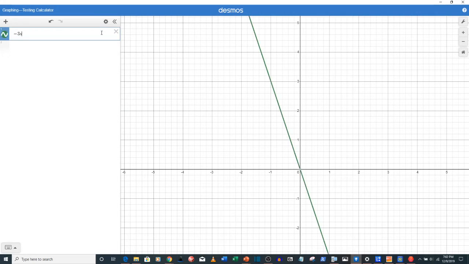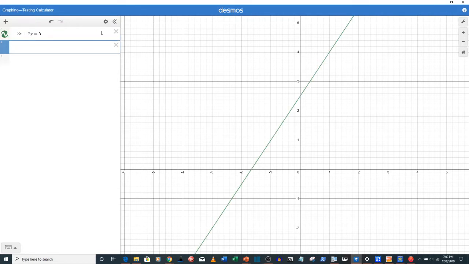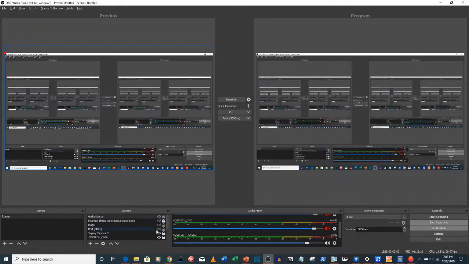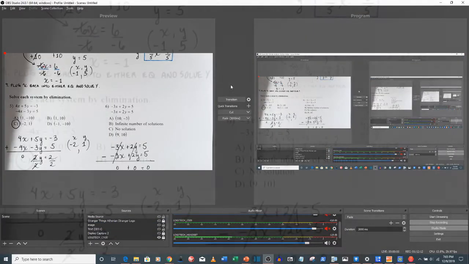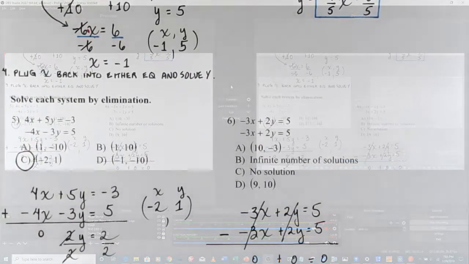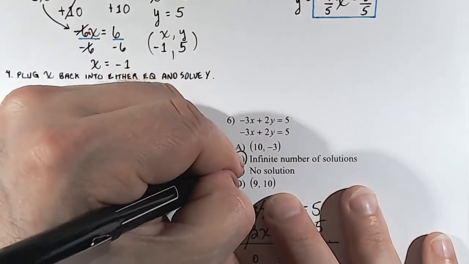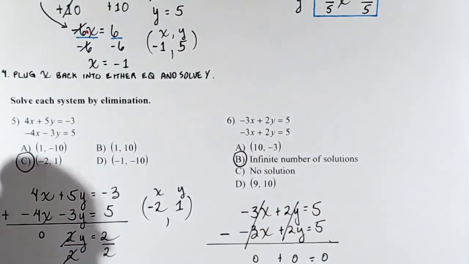Type negative 3x plus 2y equals 5, and that's the green line. Now watch this, negative 3x plus 2y equals 5. See, when I type that 5, it just maps right over the green with the purple. So that's how I know that they're infinite solutions. That's number 6.